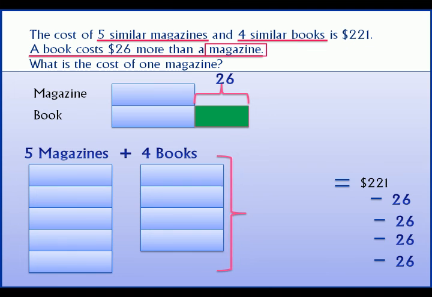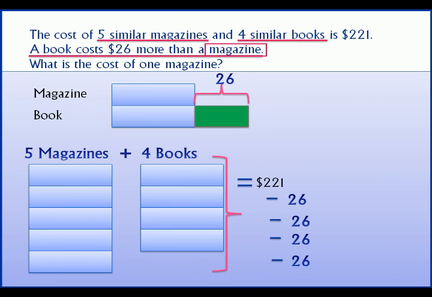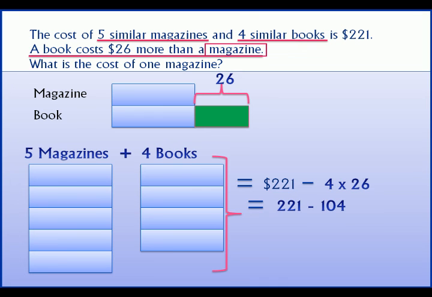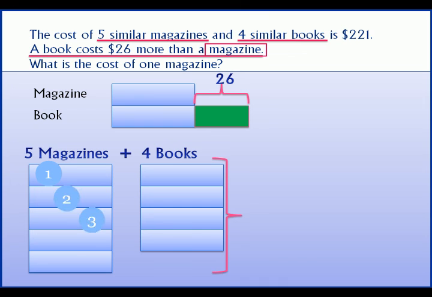So we have removed from the left hand side, which would mean 221 minus 4 times 26, which is equal to $117. So take a look at the left hand side. All the units are of the same size, and how many units do we have? 1, 2, 3, 4, 5, 6, 7, 8, 9. 9 units is equal to 117.